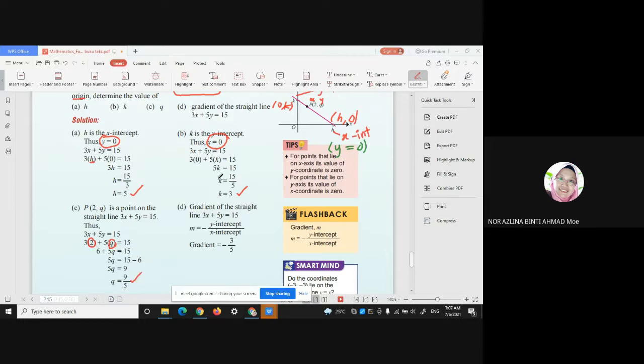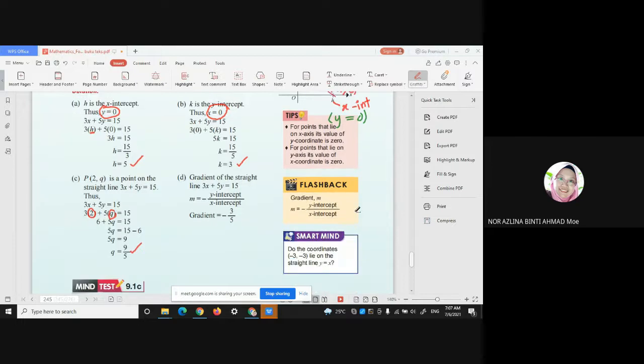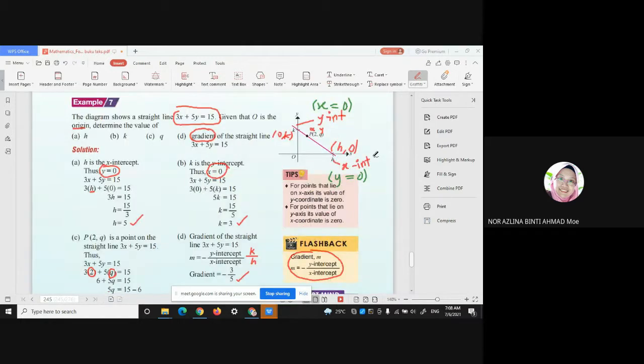Okay. Last, D. Gradient of the straight line 3x plus 5y equal to 15. So what is the formula of the gradient? Look at this formula: gradient m equal to negative y-intercept over x-intercept. So what is y-intercept and x-intercept? Y-intercept is k, so we substitute 3. X-intercept is h, so we substitute h, negative 3 over 5. This is the final answer, because this is k and here is h. From the diagram also we can get y-intercept, k, x-intercept, h.